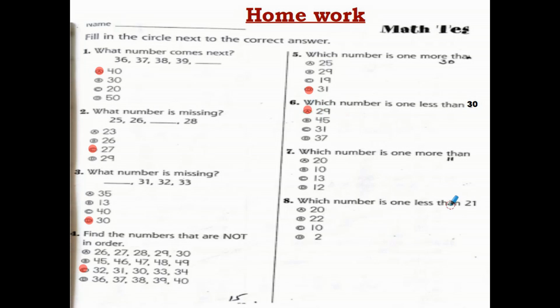Good. Which number is 1 more than 11? That is 12. Again, you add 1 to 11. Lastly, which number is 1 less than 21? You subtract 1. It becomes 20. These are your answers. So try to take corrections and compare your answers with these. So let's continue.